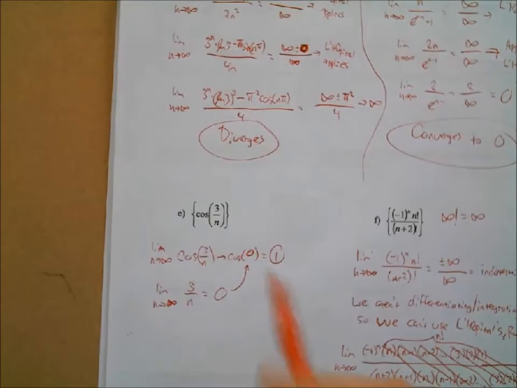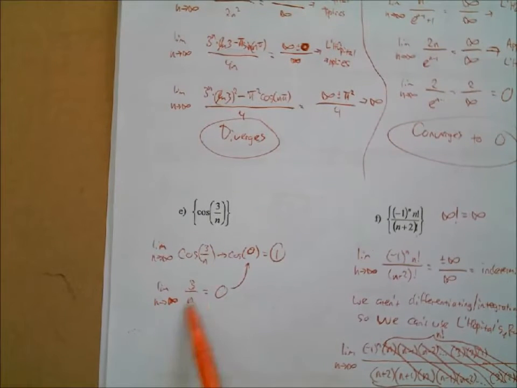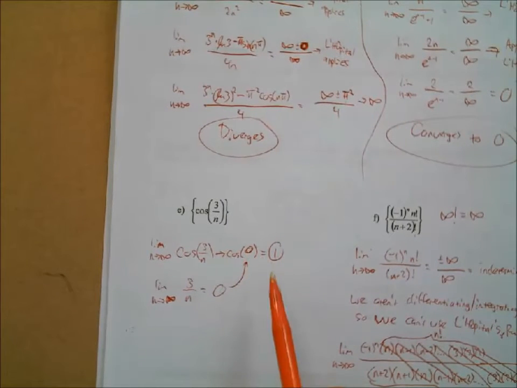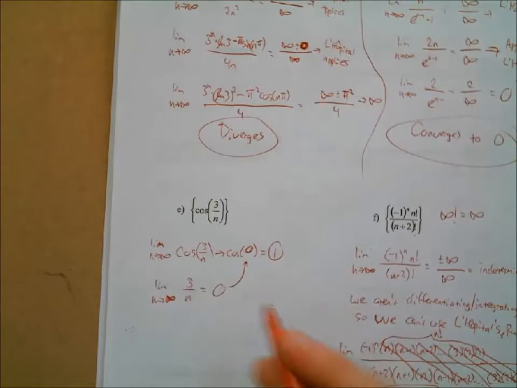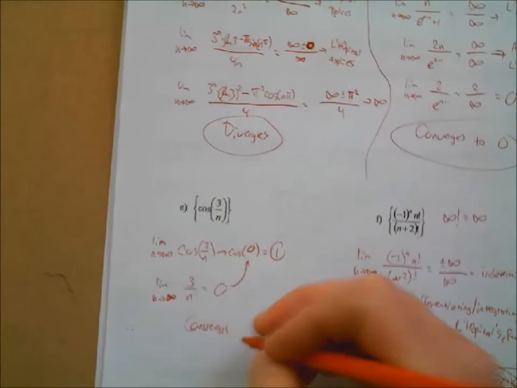Again, take the limit as n approaches infinity of cosine of 3 over n. We can first evaluate the limit as n approaches infinity of 3 over n. Well, that's going to go to 0, right? So evaluating the limit of cosine of 3 over n would be the same thing as evaluating cosine of 0. What's cosine of 0? It's just 1. So this is convergent. It converges to 0. I didn't write that the first time around, but it converges to 1, not 0.